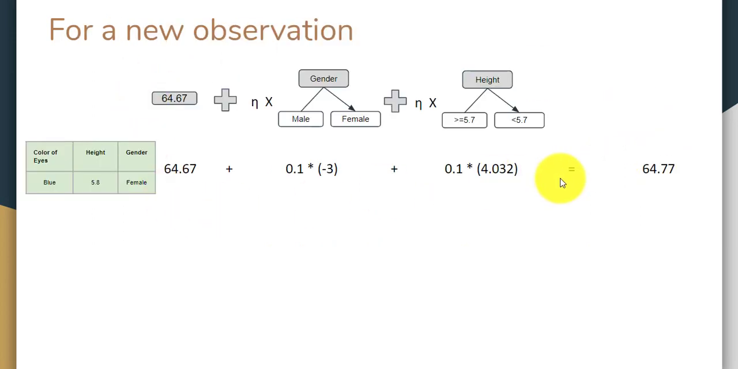So for example, let's say a new observation comes and I have only these two trees which I trained. Again, the same way, 64.67, which is the base, plus learning rate times output from this tree. This observation being female, we have to subtract weight by 3, plus because the height is greater than 5.7, we have to increase it by 4.032 times learning rate. So my output becomes 64.77. So this is the way we can estimate any regression problem.